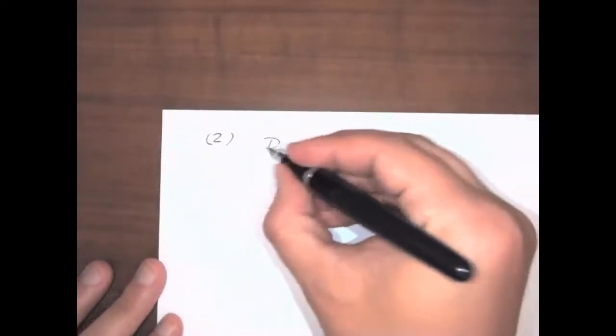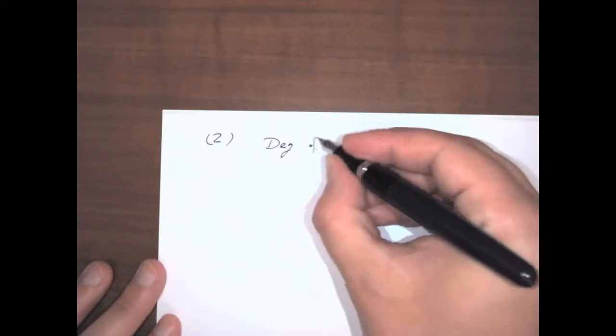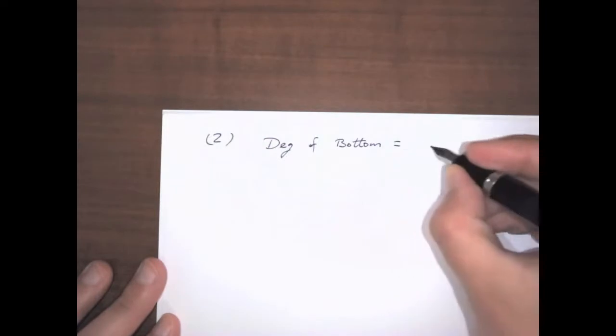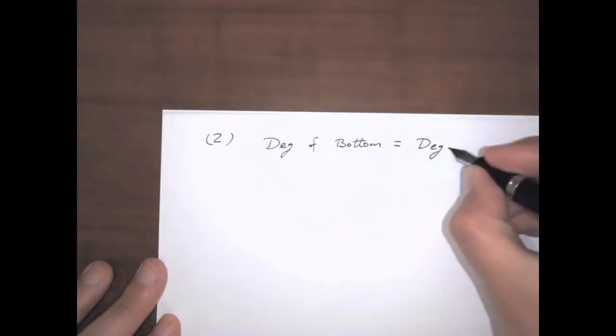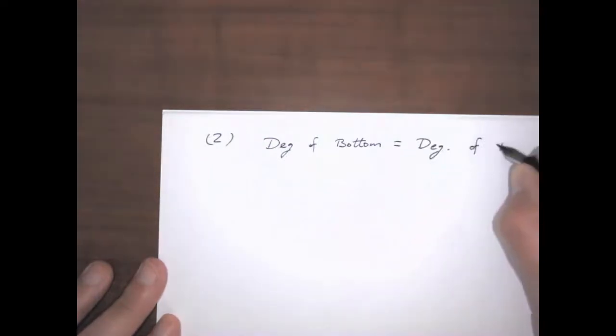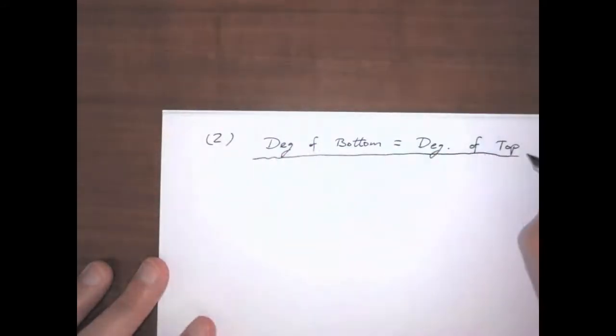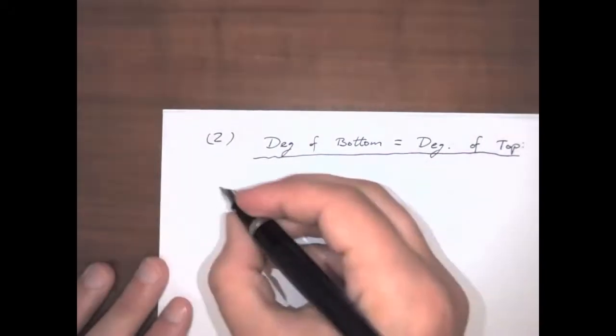That's case 1. Case 2. Maybe the x's don't survive in the numerator or the denominator, and that happens if the degrees are the same. So the degree of the bottom equals the degree of the top. So if they have the same degree, then all the x's will cancel away, and it'll look like this.